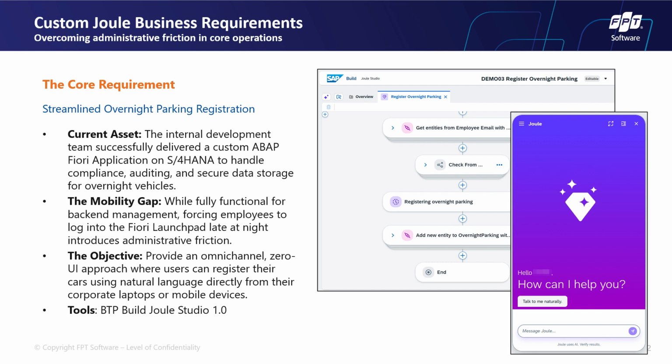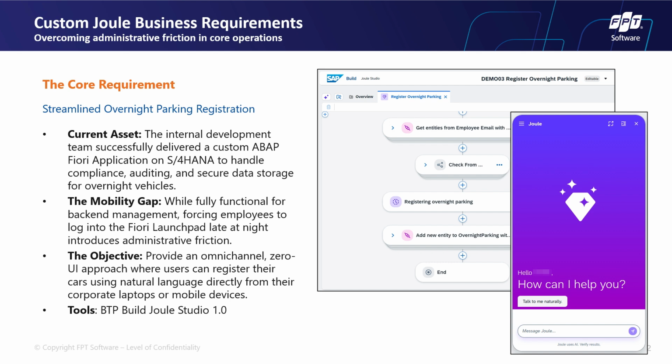In order to serve this requirement, our team used ABAP and Fiori application to build an app to manage that on S/4HANA. But after the application was complete, the requirement was extended because they saw a mobility gap, and users are using Joule a lot in this system. So we expanded the solution into Joule.